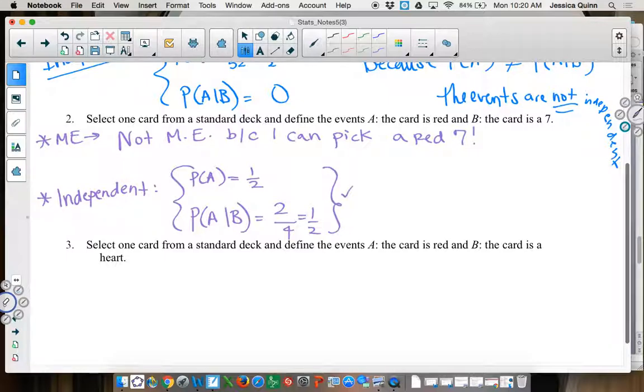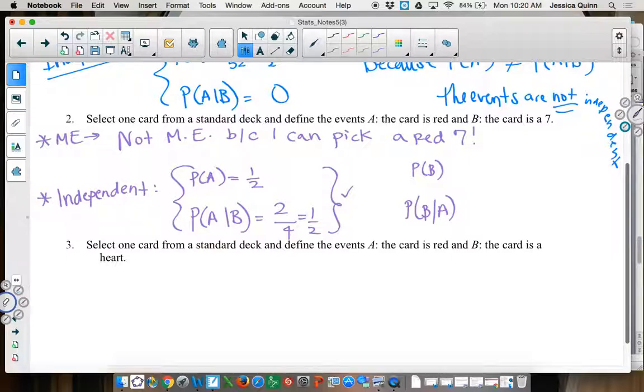Okay, but again, if it checks out, you have to do the other way as well. So then I need to check to see if the probability of B is the same thing as the probability of B given A. So you have to do both if one of them is equal.